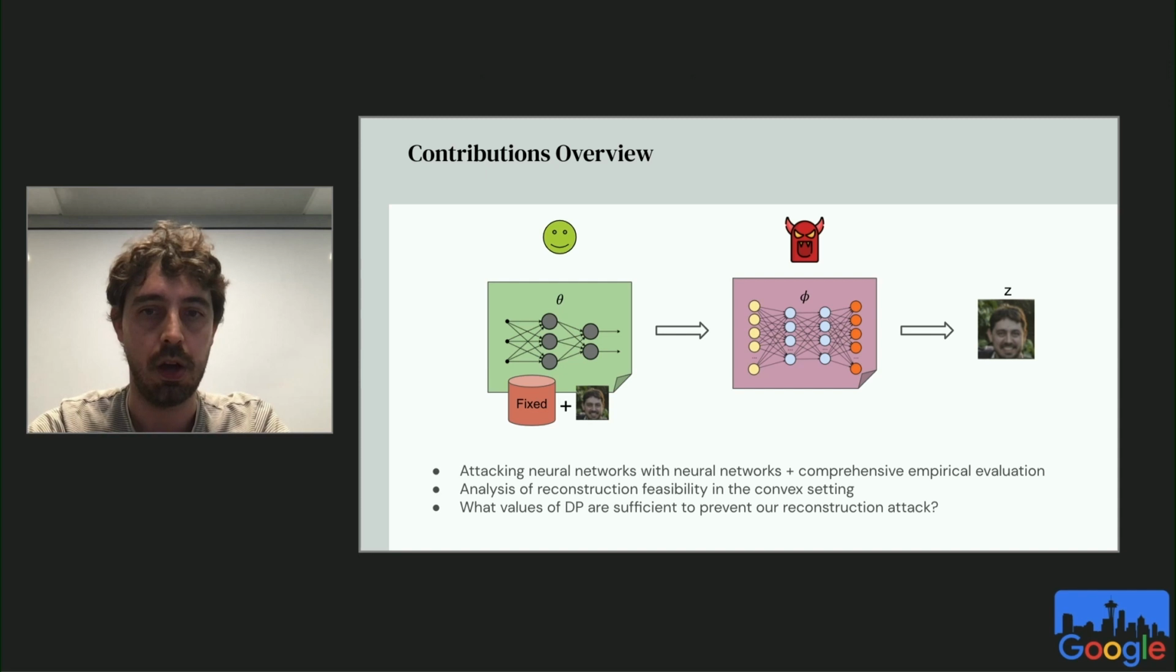and even some extensions to when we just have black box access to the model. On top of that, if you're interested in theory, we have some simple results about what is feasible to do in this setting for convex models, where things are much easier. And we also have some evaluation of how differential privacy protects against reconstruction attacks and which epsilons are needed to be able to protect against reconstruction.